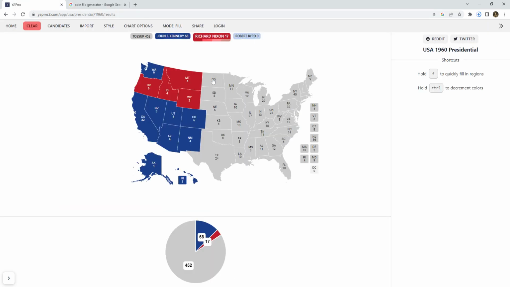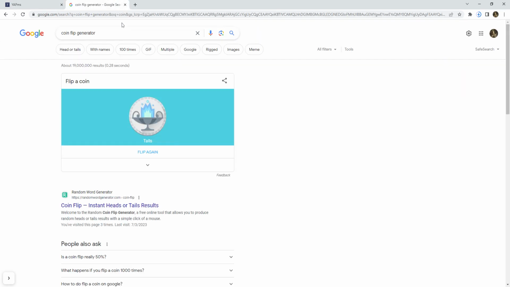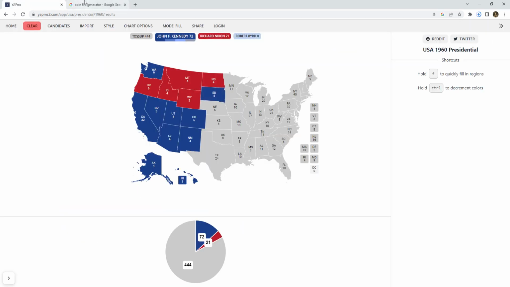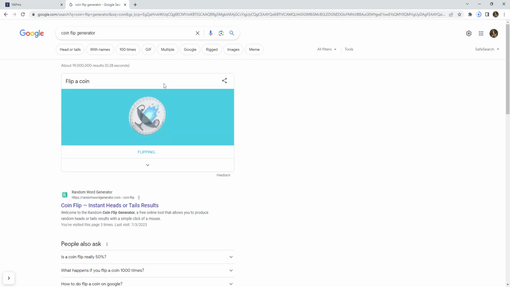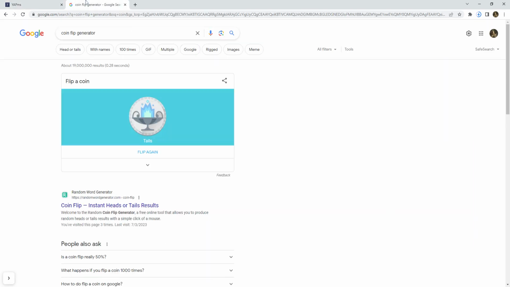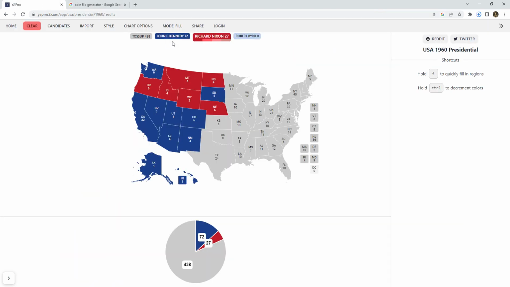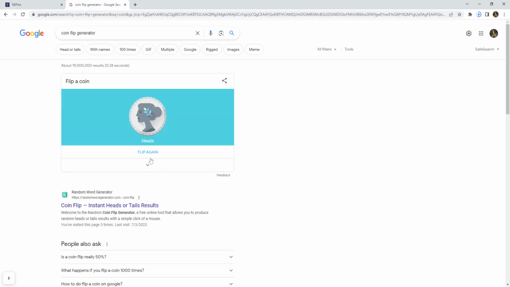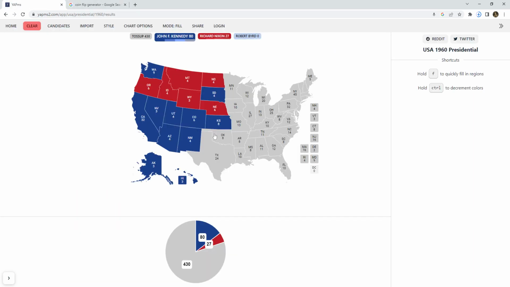Next is North Dakota. That's going to go for Nixon, doing very well in these plains and Midwestern, Mountain West states. Let's see who takes South Dakota. That's going to go for Kennedy. Next is Nebraska. It's going to go for Nixon. Next is Kansas. It's going to go for Kennedy. Next is the state of Oklahoma. It's going to go for Kennedy as well.